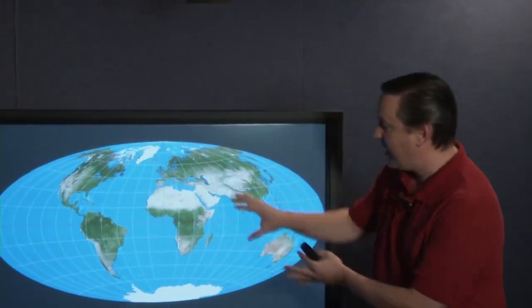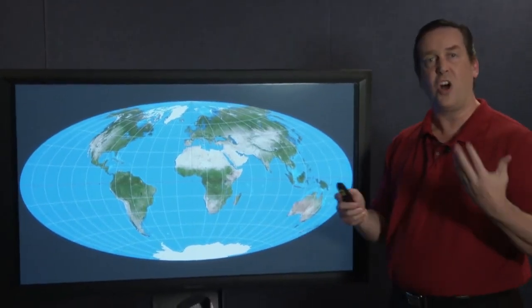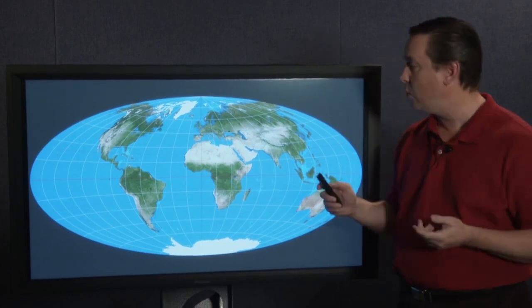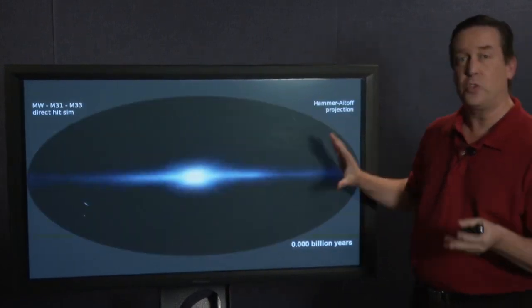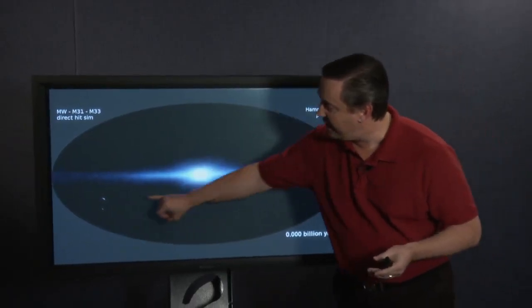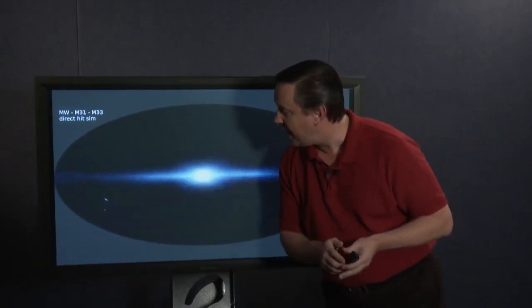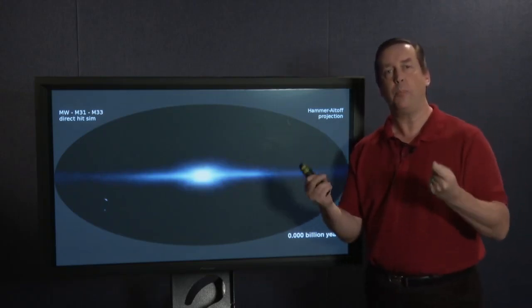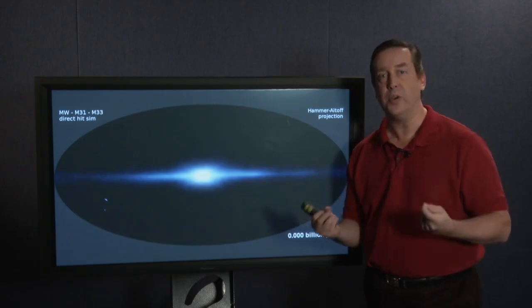What will happen is we'll get to see a really cool view of the night sky. Now, you may have seen this type of projection of Earth. This is an all-sky projection that takes all of the sky and spreads it out into this oval shape. It's called a Hammer-Aitoff projection. Well, we can do the same thing for our Milky Way, and this is the visualization of the Milky Way and the Andromeda galaxy and the Triangulum galaxy, and we can watch it as if we were sitting at the point where the Sun is today within the Milky Way.